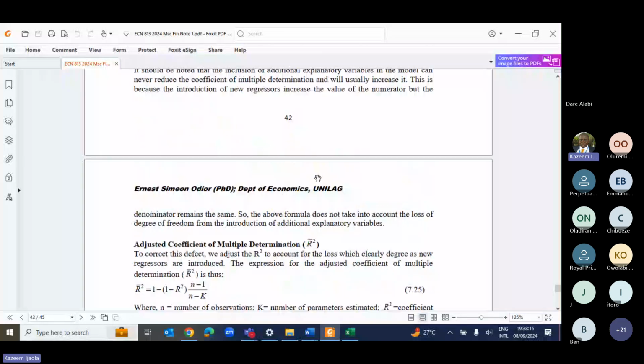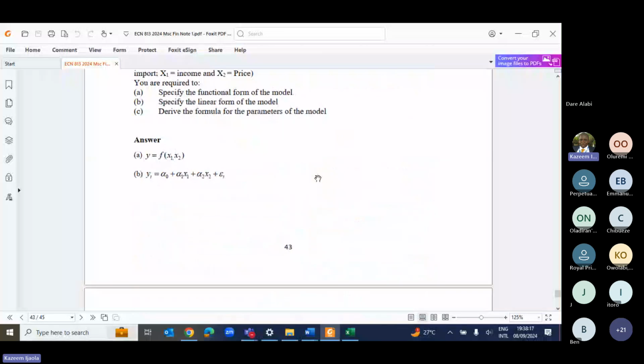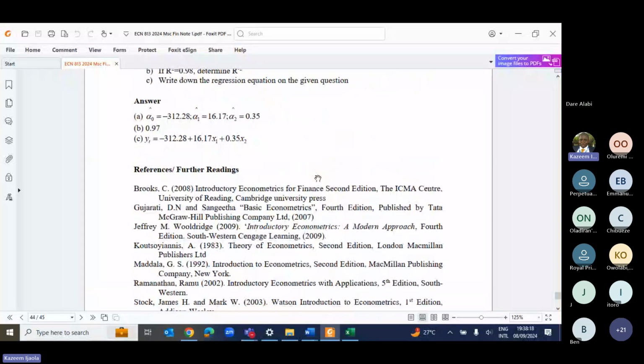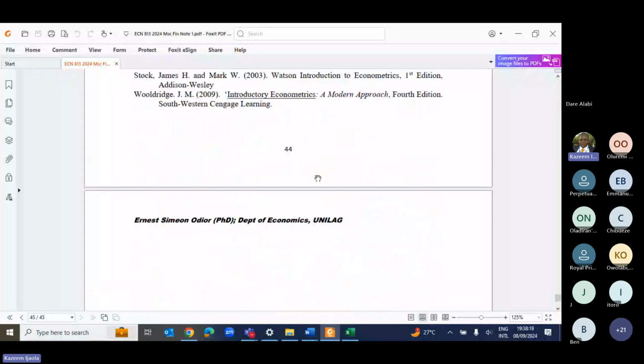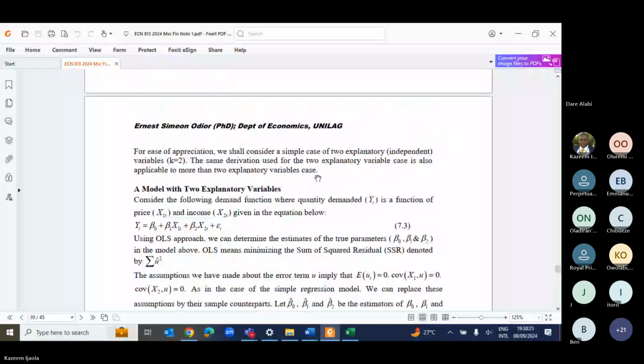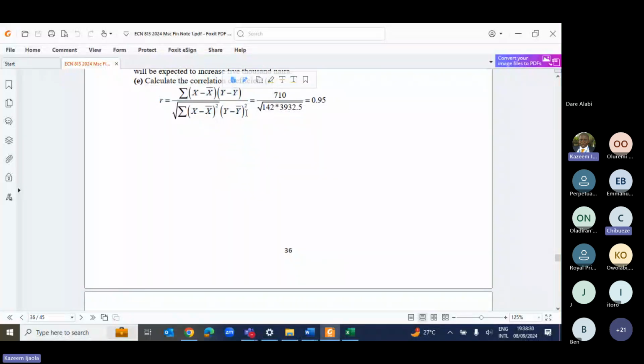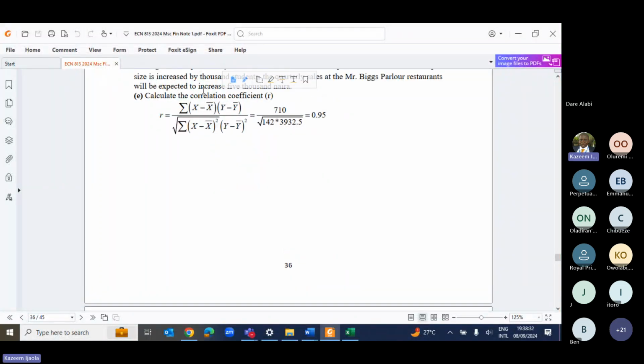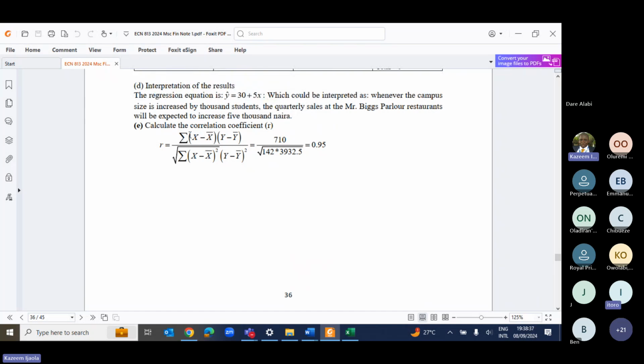Okay, because of time, we can still do more research on R squared. Let me go with this formula. Summation, this one. Hello, I can hear you. Is it this one you are referring to? X minus X bar, Y minus Y bar. Yes. If we do this, we'll take time.